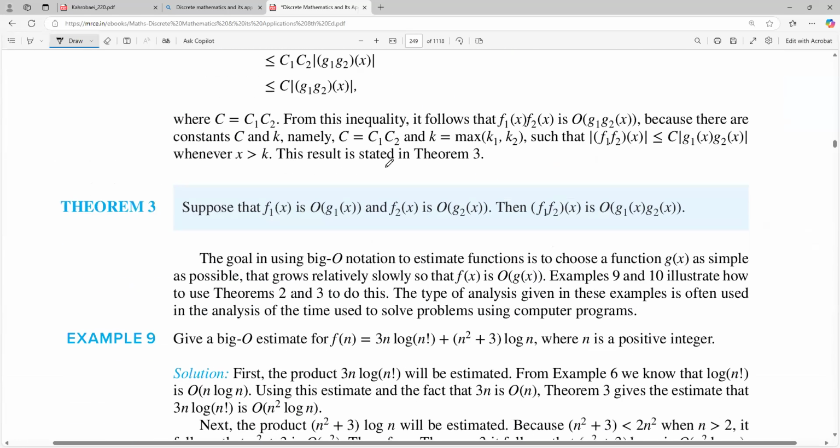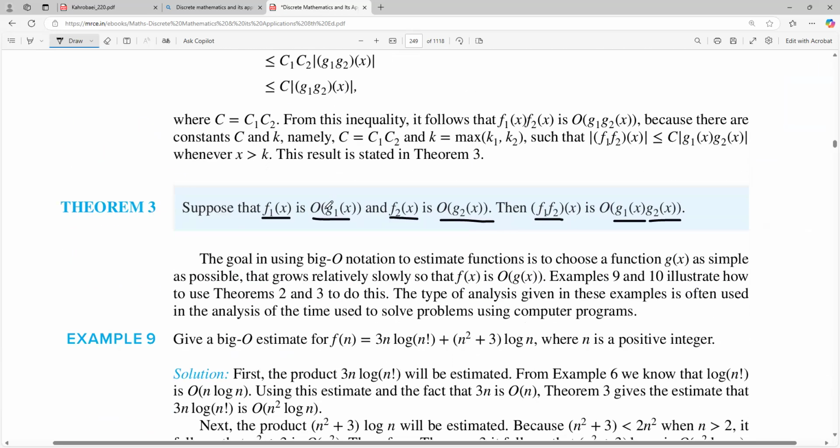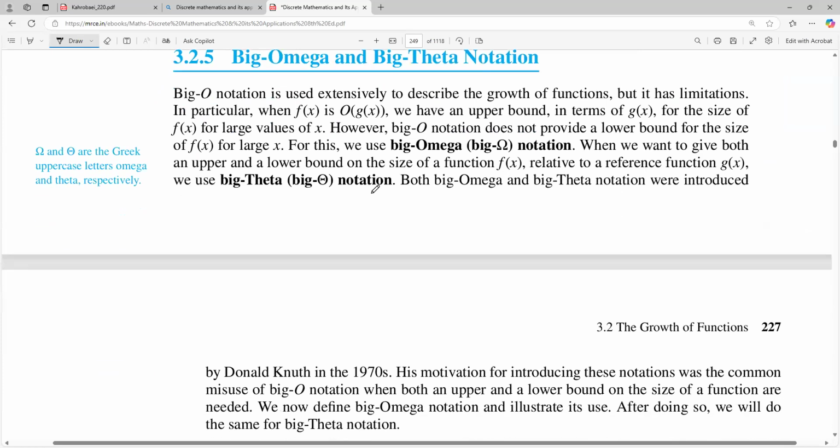Okay. And then we have the product, this one's a bit more obvious. If they're big O of two separate functions, then the product is going to be big O of the product of the functions. I feel like this one's a bit more obvious than the last one. So I just wanted to briefly go over those. Okay. Big omega notation, big theta notation.